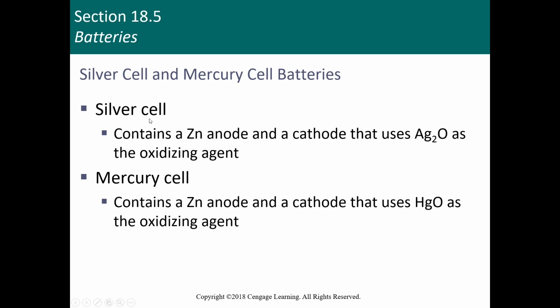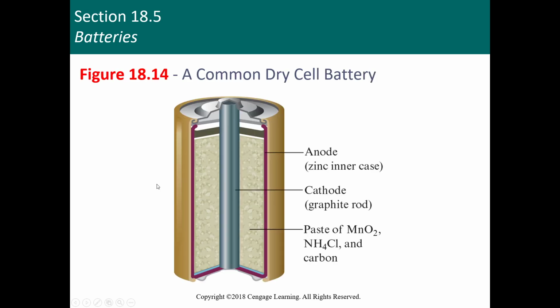Anyways, the silver cell contains a zinc anode and a cathode that uses Ag2O as the oxidizing agent. They're very similar to the dry cell batteries that we saw before. By the way, I know this looks like the full battery, but a typical cell would be much smaller, only a little tiny puck. And they would stack a multitude of these on top of each other in series.